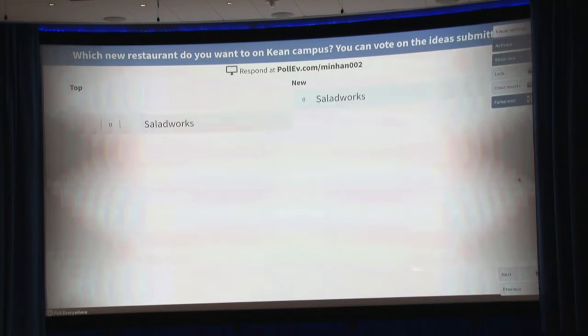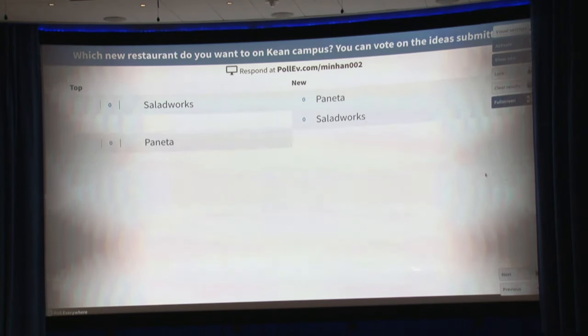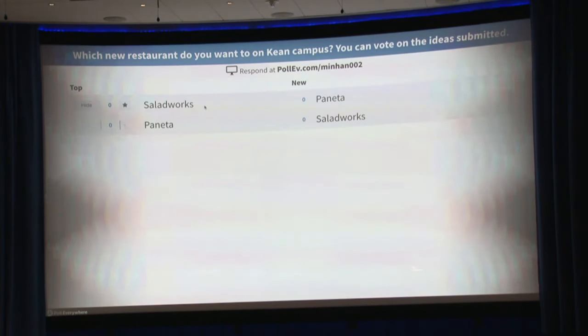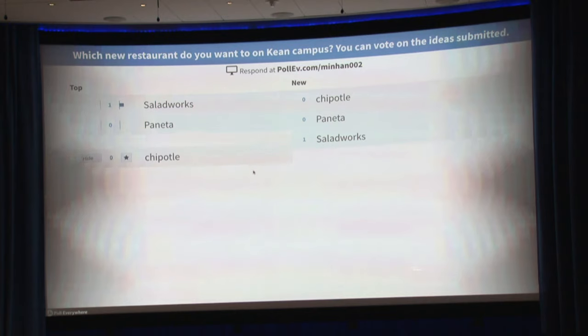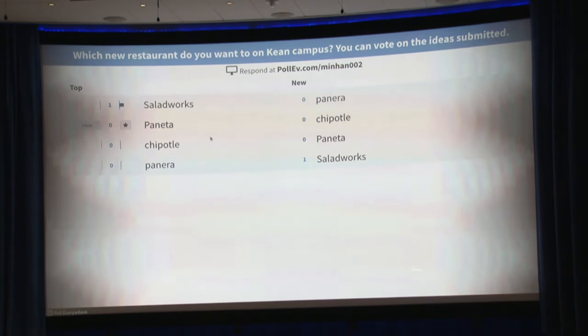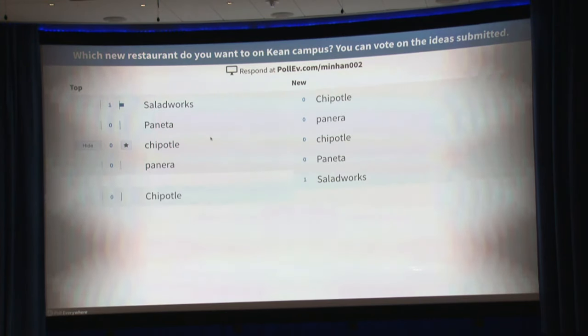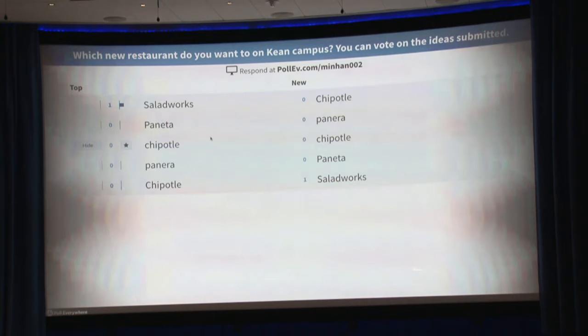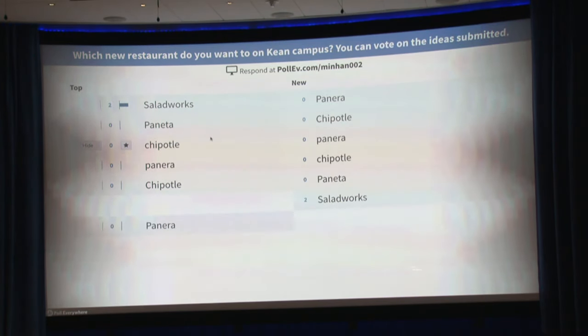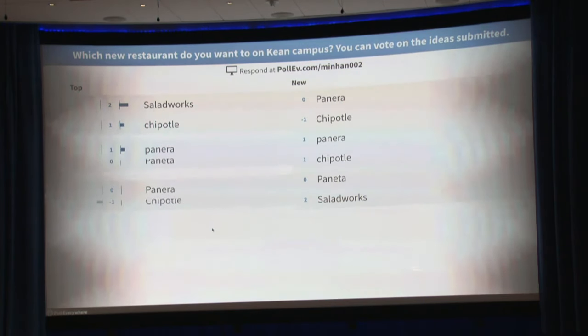If you find the other people's answer good, then you can click one upvote for that answer. So for example, we have this Salad Works. You can upvote. Yes, you can see that there's one upvote, or you could have a downvote. I don't like that restaurant. I don't want that on Kane campus. Then you could downvote. If you like that one, you could upvote. So not just answer your question, but also vote for the other people's answers.